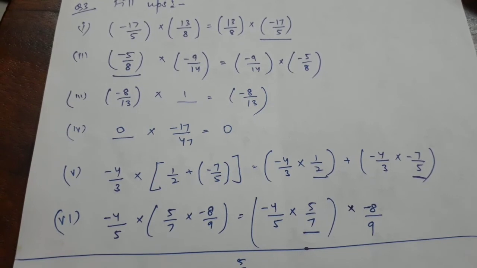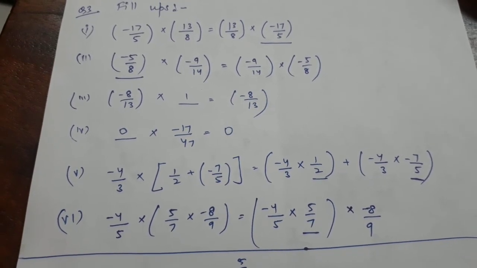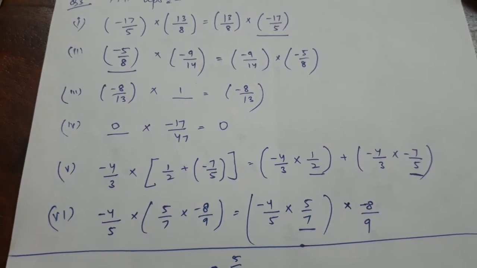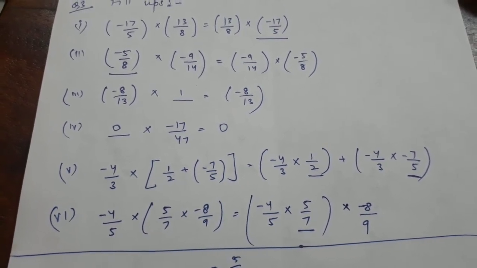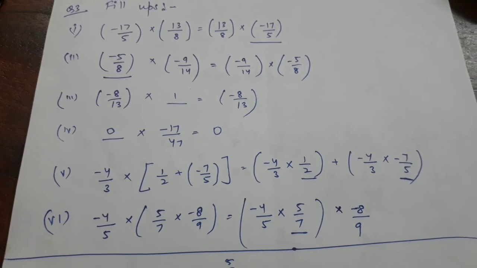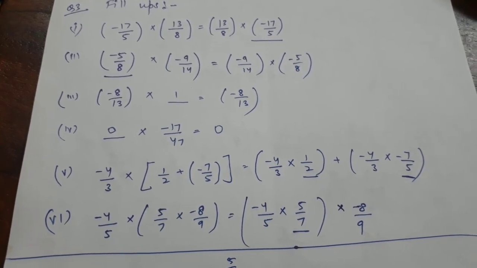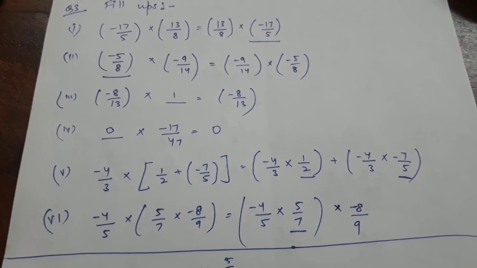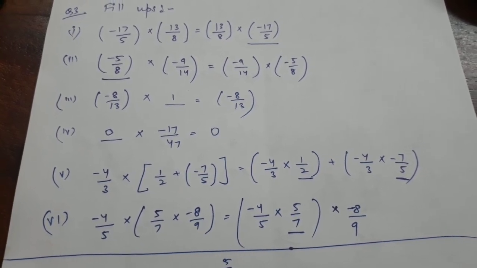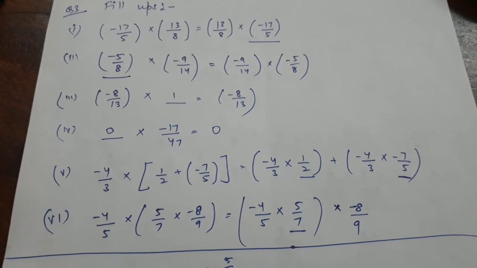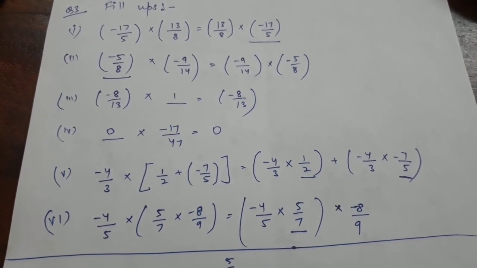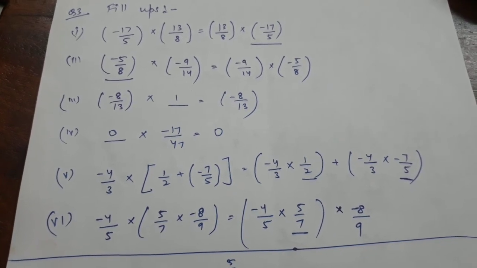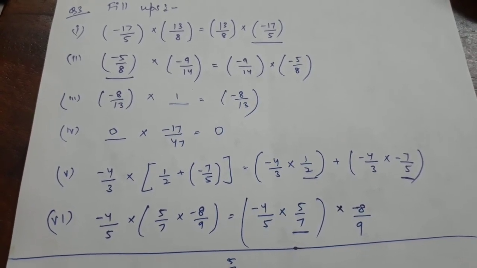And in the fifth and sixth parts, distributive property of multiplication over addition is there. So minus 4 by 3 into, within bracket, 1 by 2 plus minus 7 by 5, bracket closed, would be equal to minus 4 by 3 into 1 by 2 plus minus 4 by 3 into minus 7 by 5. In the sixth part, minus 4 by 5 into whole bracket 5 by 7 into minus 8 by 9 would be equal to minus 4 by 5 into 5 by 7 into minus 8 by 9.